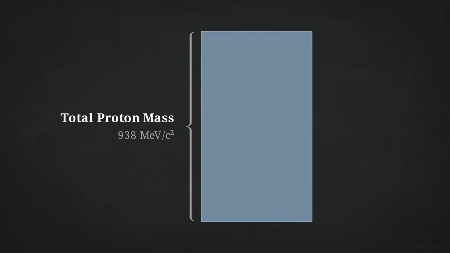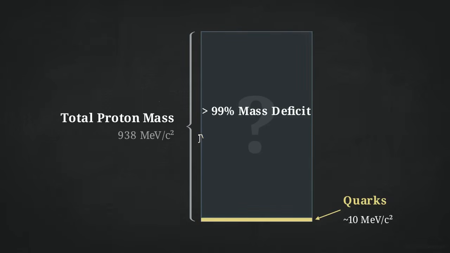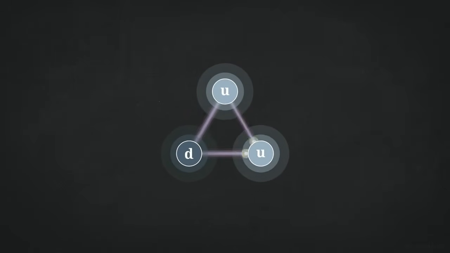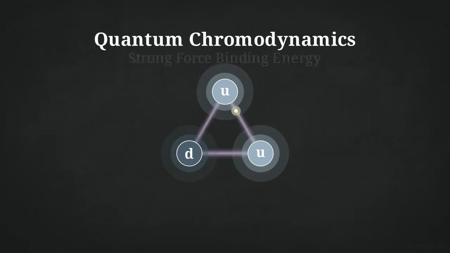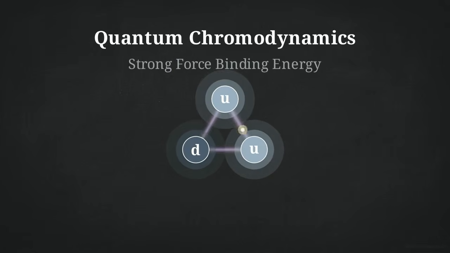This block graphic represents the total 938 MeV mass, but that tiny sliver at the bottom represents the combined mass of the up and down quarks, roughly 10 MeV. Over 99% of a proton's mass does not come from the intrinsic mass of its constituent particles. Orthodox physics attributes this massive remainder to quantum chromodynamics, specifically to strong force binding energy. This is modeled mathematically as gluon field energy, populated by virtual quark-antiquark excitations.